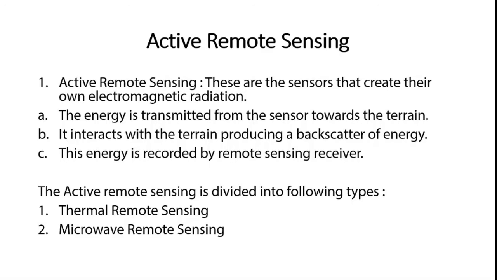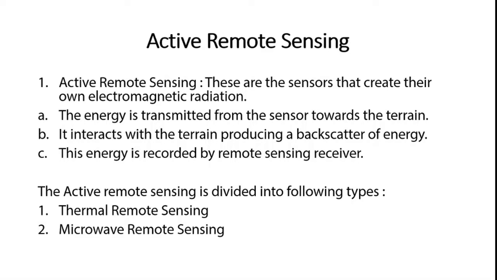Similarly, in satellites also, the sensors have their own electromagnetic radiation which is emitted on that object, and then the energy is captured. If you go through a summary of the process, the first step is that the energy is transmitted from the sensor towards the terrain, that is towards the surface of the earth. The energy is transmitted, then it interacts with the terrain, producing a backscatter of energy.